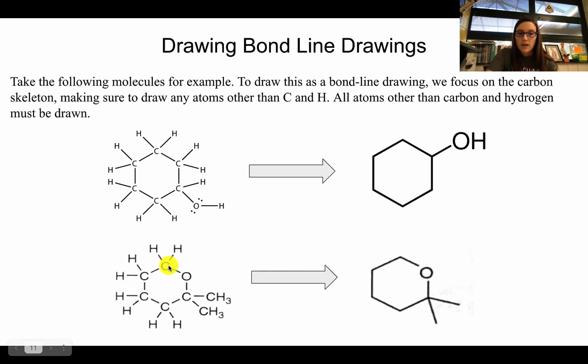Notice this next one. We have 1, 2, 3, 4, 5, 6 atoms in this ring, but one of them is an oxygen.